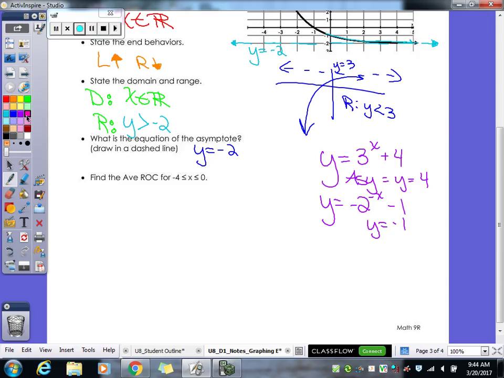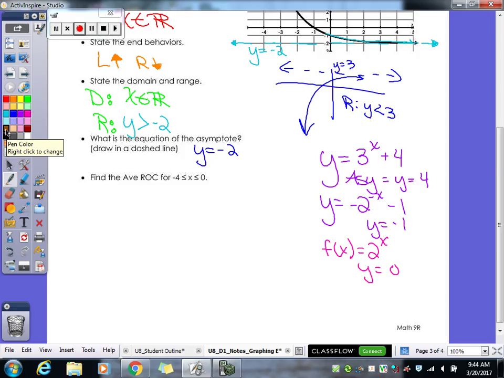The one, though, that people frequently miss is what if I just have 2 to the x power? Where would our asymptote be? 0, because there's no number here, so your asymptote would be at the line y equals 0. So it's whatever that last number is, that's where your asymptote's going to be. So it's pretty easy to figure out.